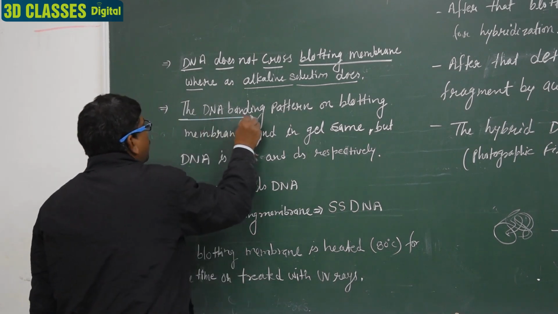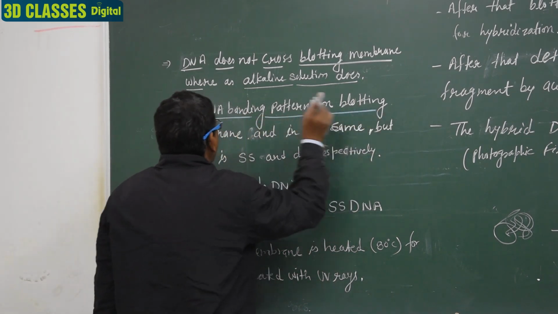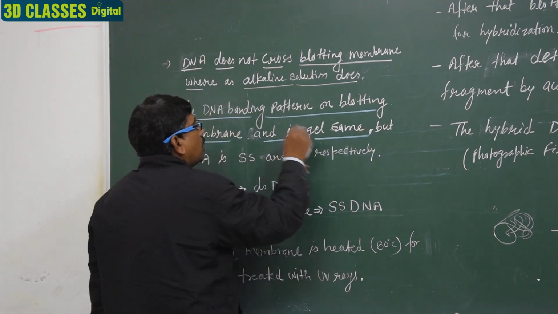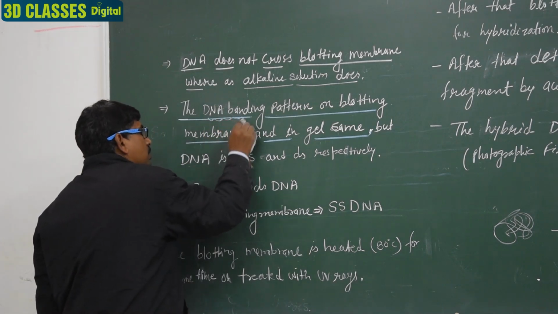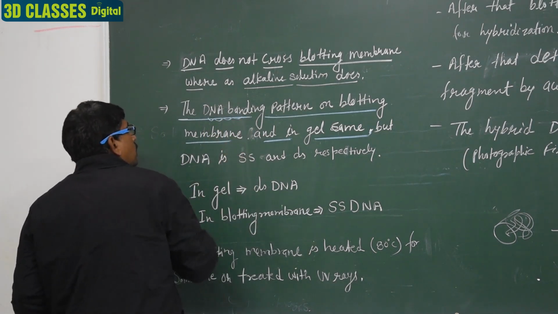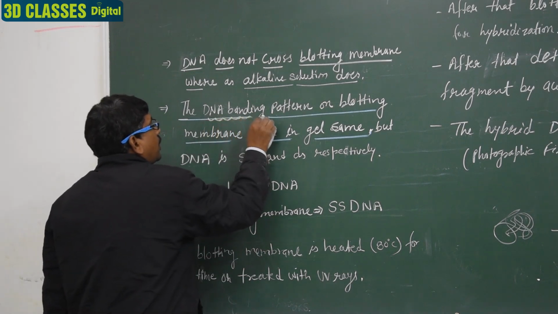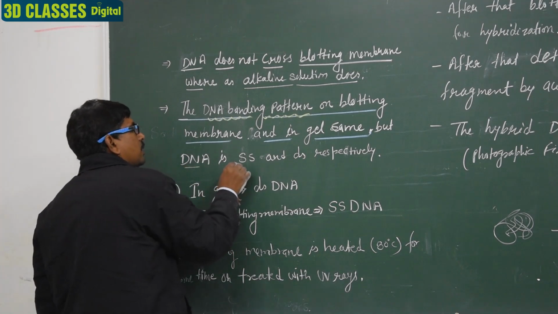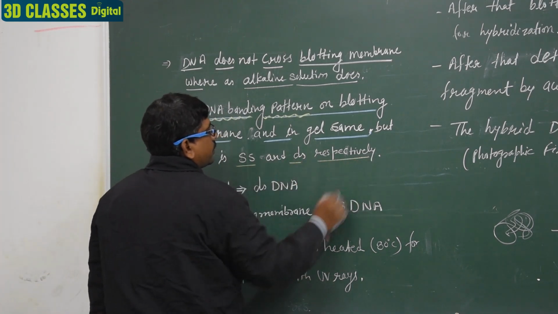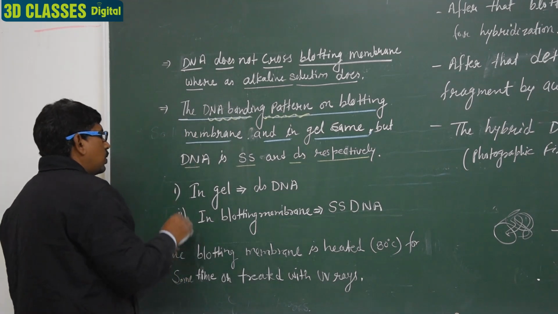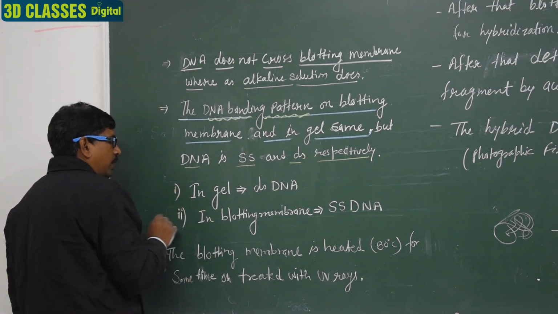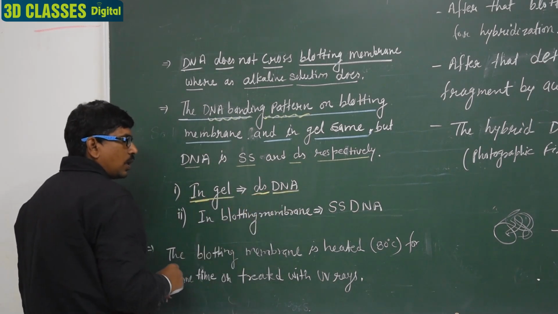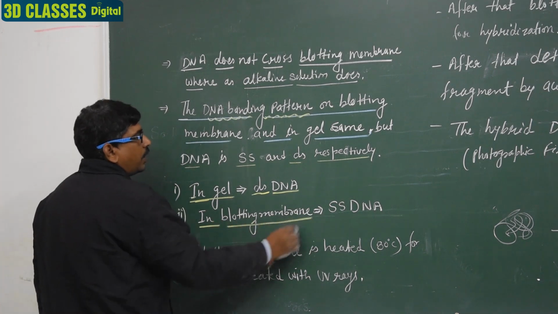The DNA banding pattern on the blotting membrane and in the gel is the same, but the DNA is of different type. The DNA is ss and ds respectively. Clear? Here two types of DNA are present in different conditions. First, in the gel the DNA is dsDNA. Clear? And in the blotting membrane it is ssDNA.